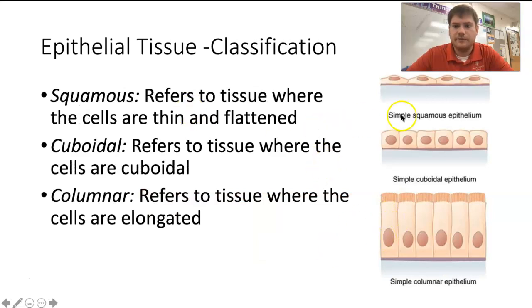The second part is their shape. So squamous, think of squamous or squashed, so they're flattened. Cuboidal means that they're shaped like cubes, and columnar means they're shaped like columns, so they're long. Usually their nuclei are towards the bottom, and they also often have cilia. So that is how most of them are classified. There's a couple of exceptions, and we'll talk about those.